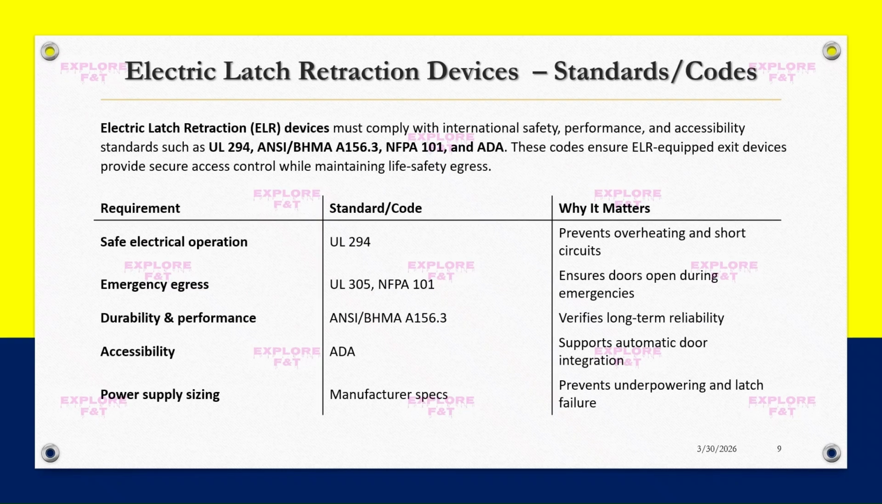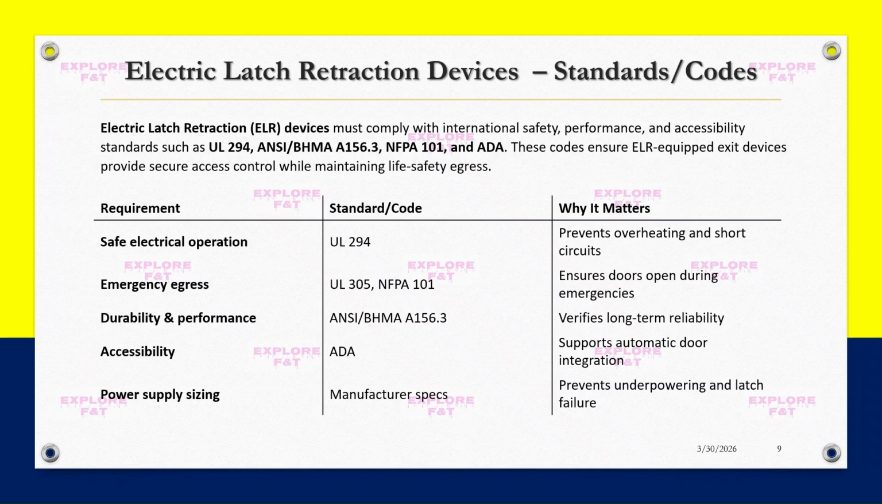Next one, standards and codes. Whether we are manufacturing any devices or just supplying to a vendor or client, we need to follow some standards and codes, because every safety device has some standards and codes. On that basis we can provide it. Otherwise we cannot sell it directly.